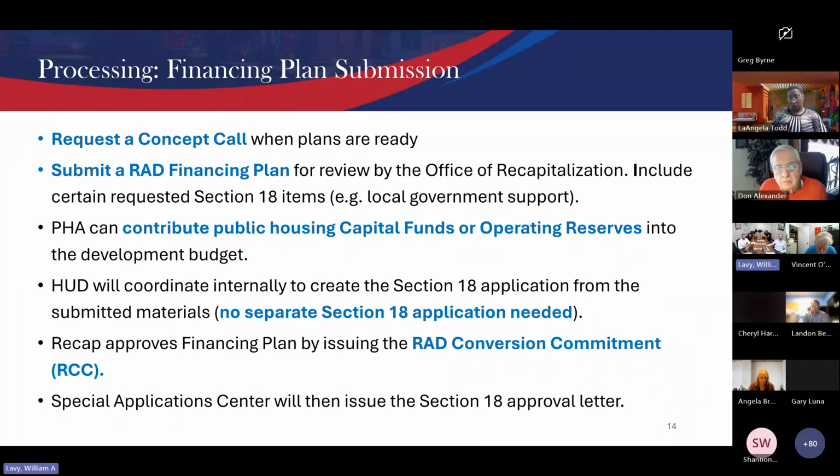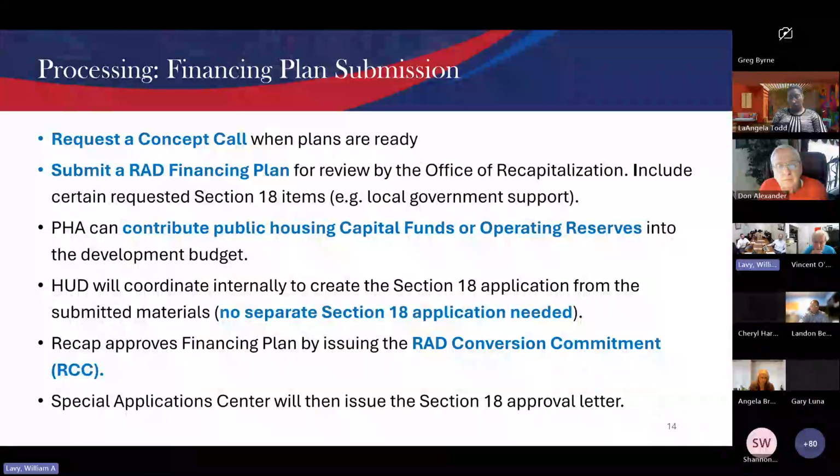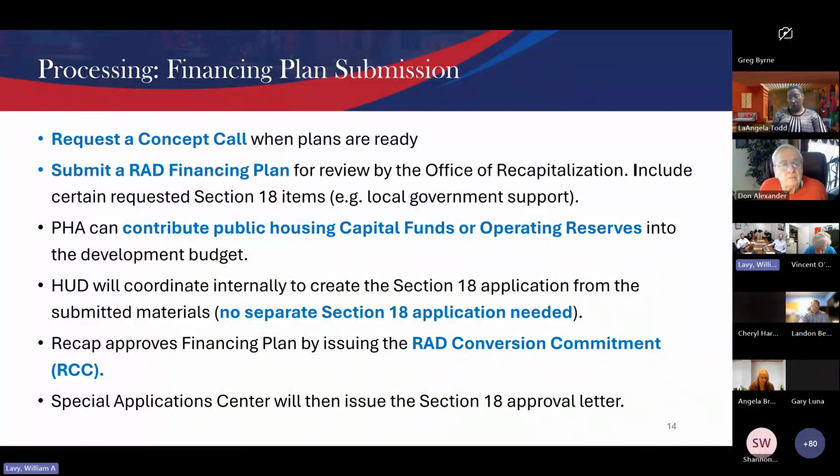Once the PHA is in with the financing plan, HUD does internal coordination. This is all behind the scenes, nothing that you have to do. We create the Section 18 application from the submitted materials. You do not need to submit a separate Section 18 application. We do that all internally. After the review, generally about 60 days, give or take, we'll issue what we call our conditional approval or RAD conversion commitment. That then triggers our colleagues at the Special Application Center to issue their Section 18 approval. Again, all done internally. You don't have to do anything to get that Section 18 approval letter.